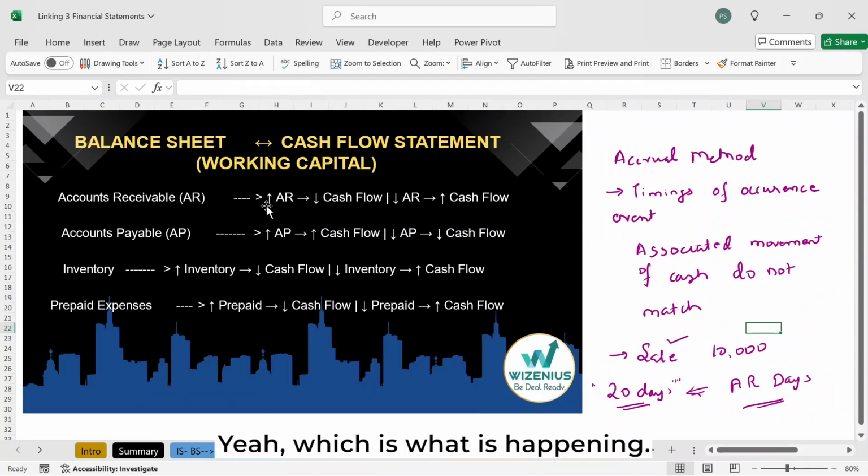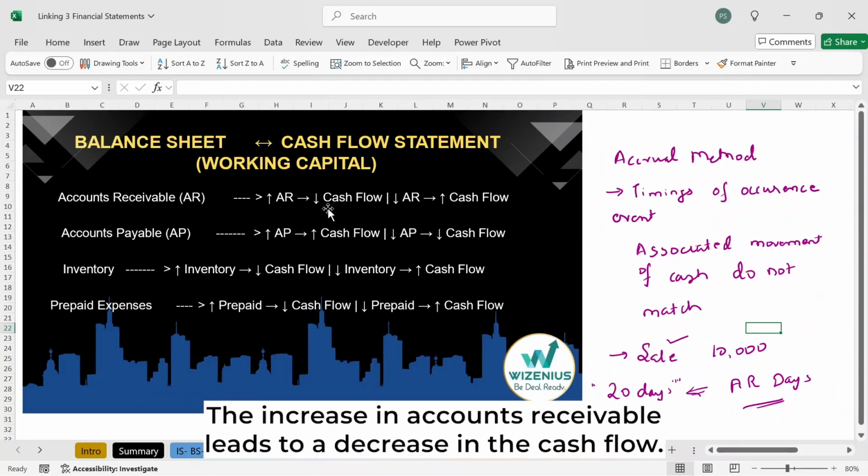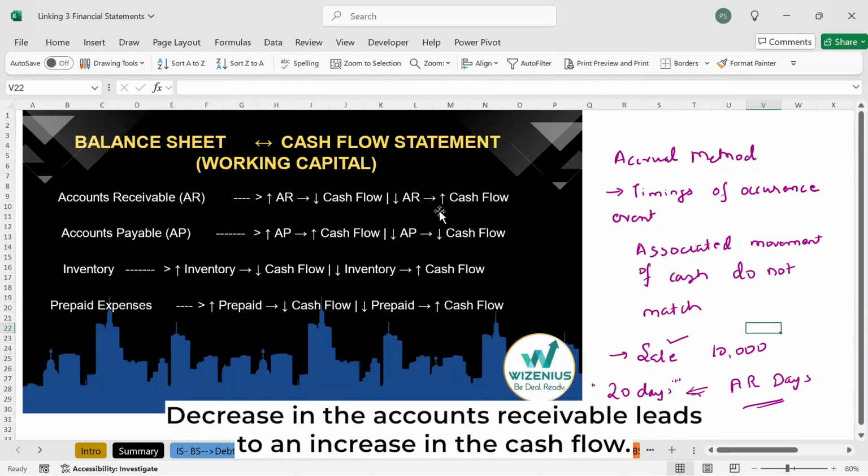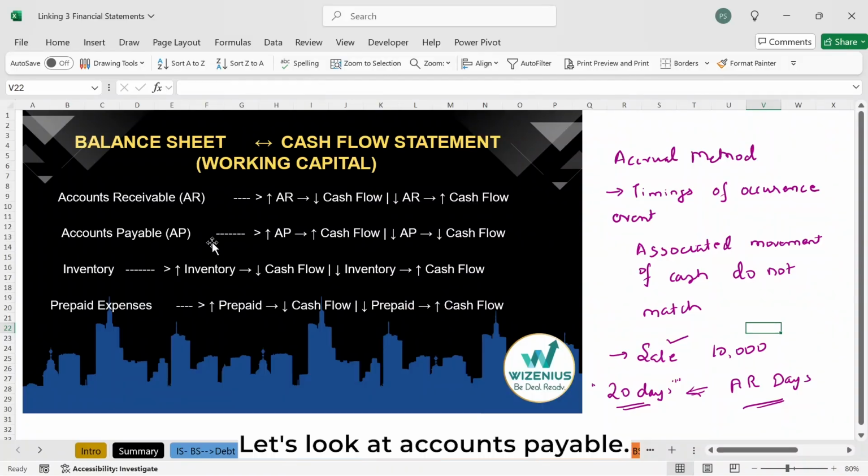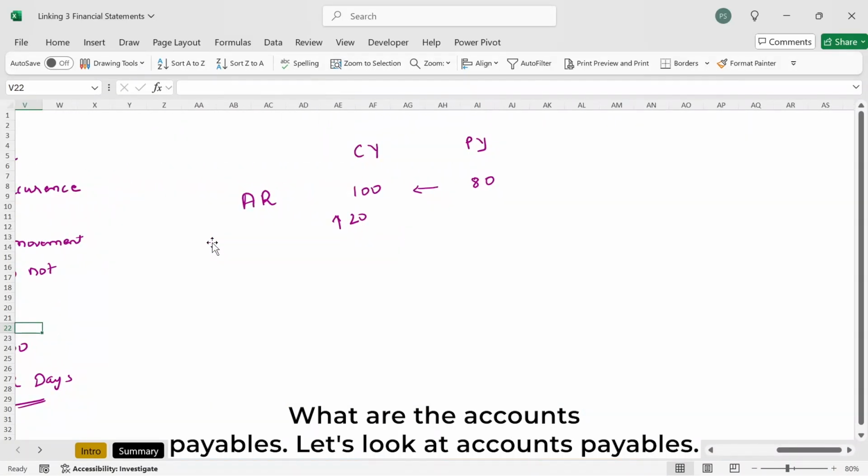Which is what is happening here. Increase in accounts receivable leads to a decrease in the cash flow. Decrease in the accounts receivable leads to an increase in the cash flow. Let's look at accounts payable. What are accounts payables? Let's look at accounts payables.